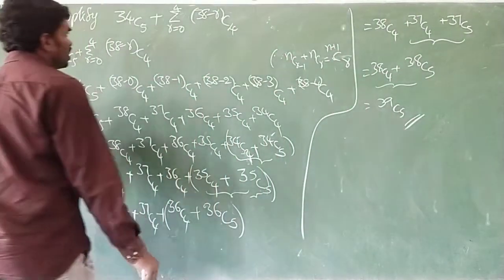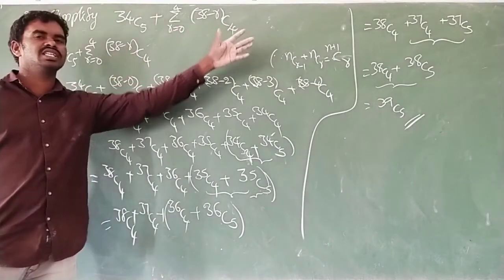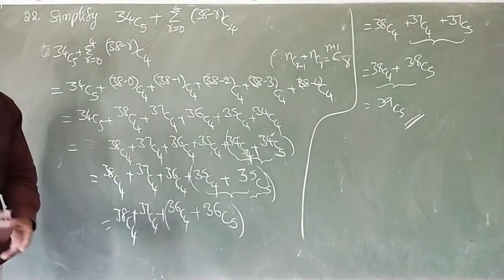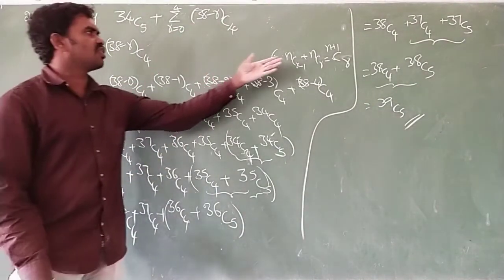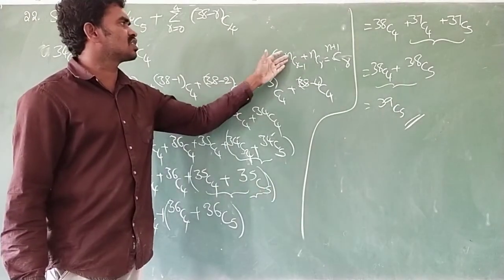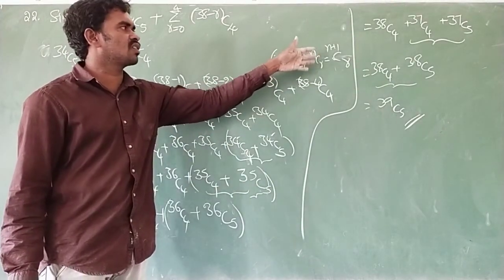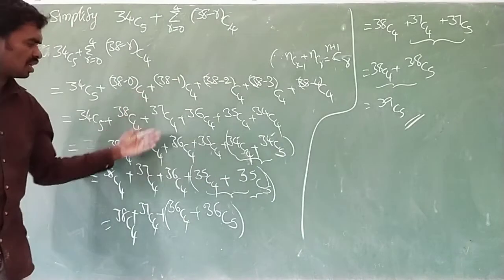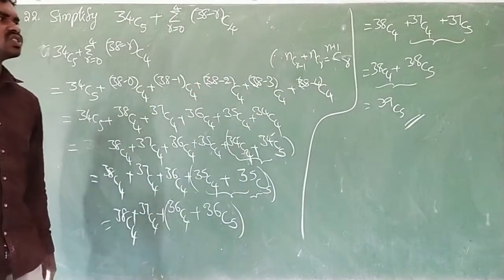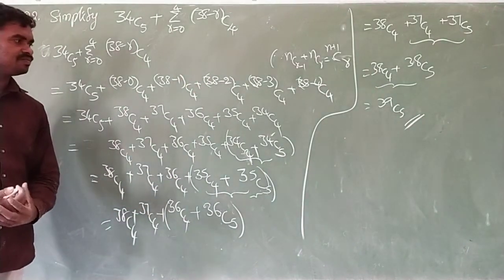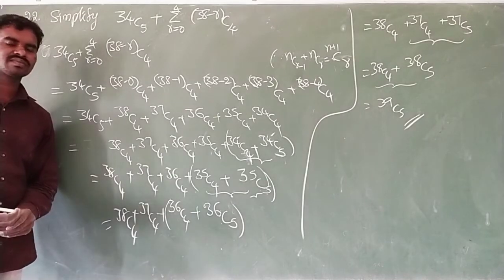Sometimes it may ask to prove that the answer is equal to 39C5. That is also the same thing. Is it clear? We must write the formula aside, since the formula is nCr minus 1 plus nCr equal to n plus 1 Cr. Using that formula, we can find the solution. Is it clear?